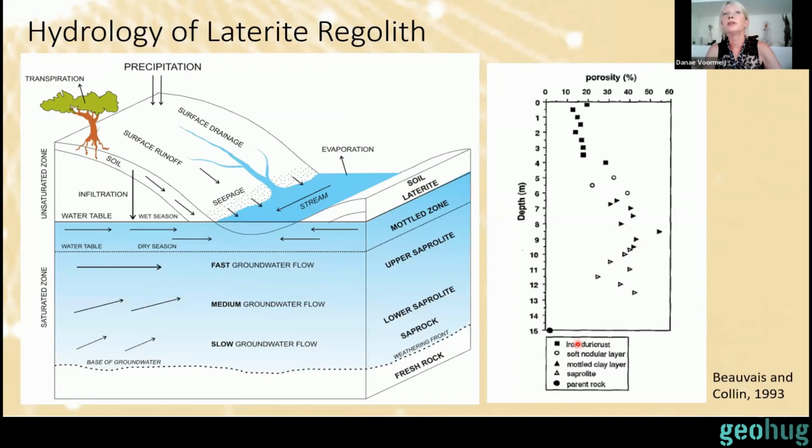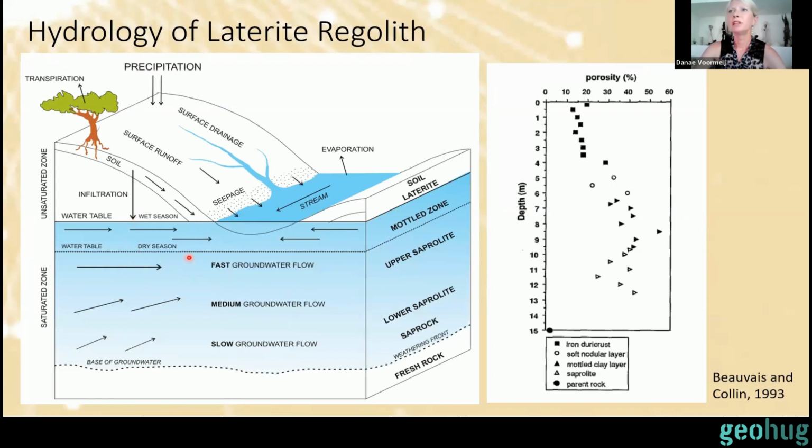It's a good time now to look at the hydrology briefly here. On the right side, you can see that laterite regolith again. We've got soil and laterite, and then what's called the mottled zone. And the mottled zone is sitting right at the water table. So during a rainy season, this fills right up. This is saturated during the rainy season, and during the dry season, it draws all the way down.